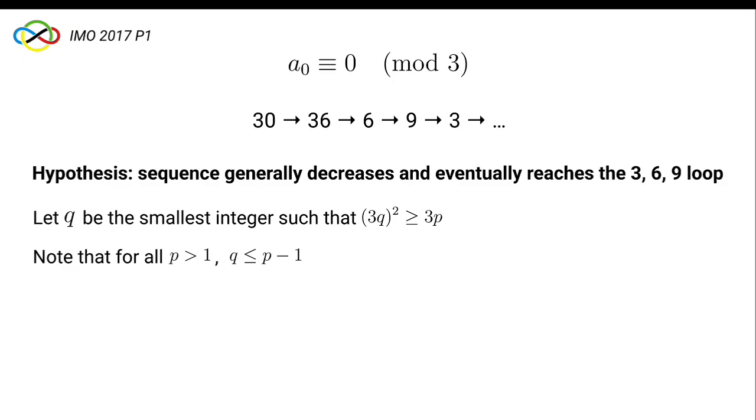For this case, let's say 30. Then p will be 10, so 3p is 30. And what would q be here? q would be 2, because 3 times 2 is 6, and 6 squared is the smallest such number that is greater than 30, the smallest q. We'll notice that q is less than or equal to p minus 1, which in that case is 2 is less than or equal to 10 minus 1, which is 9. Well, that's true. So why is this true? We'll prove this now.